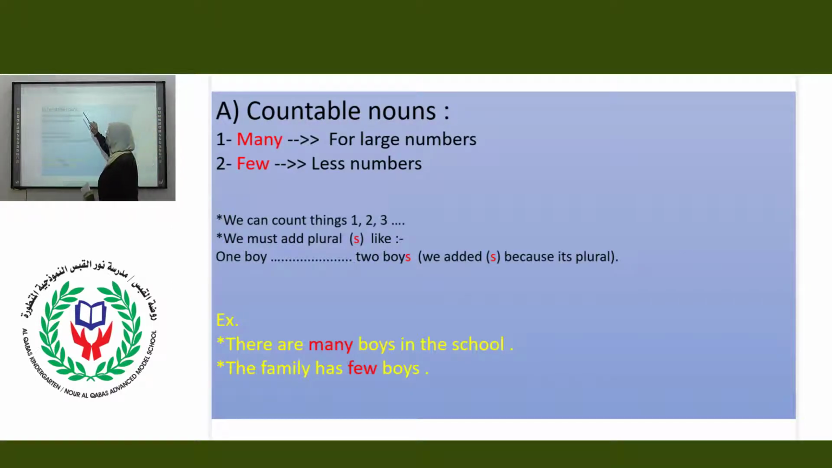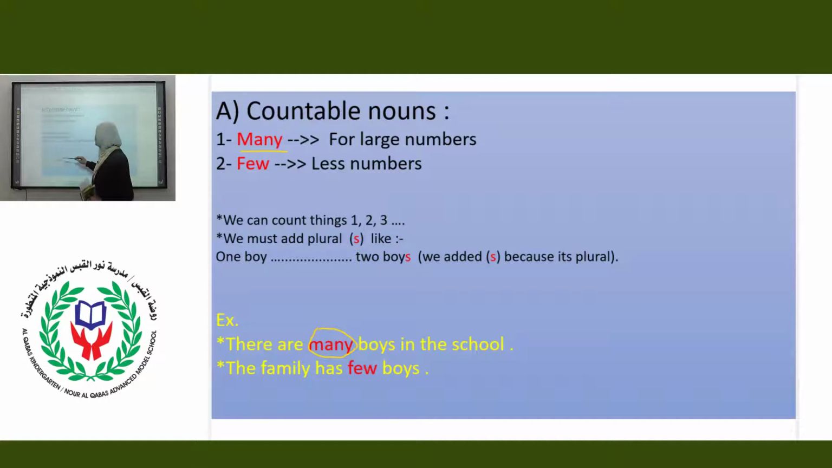For example, we have here countable nouns. If we want to count things and we have a large number, we use many. For example, there are many boys in the school. Why? Because the school has hundreds, more than 100 boys. So we use many for a large number.